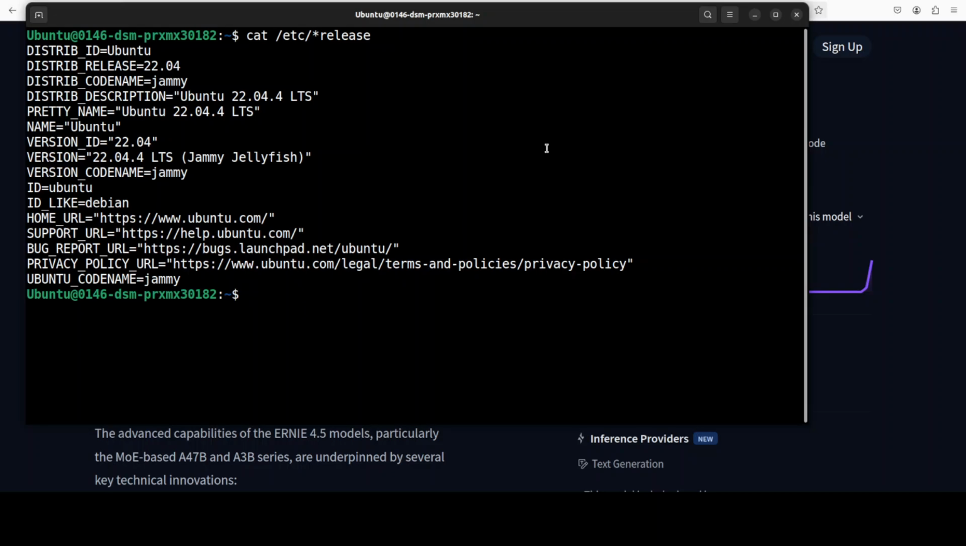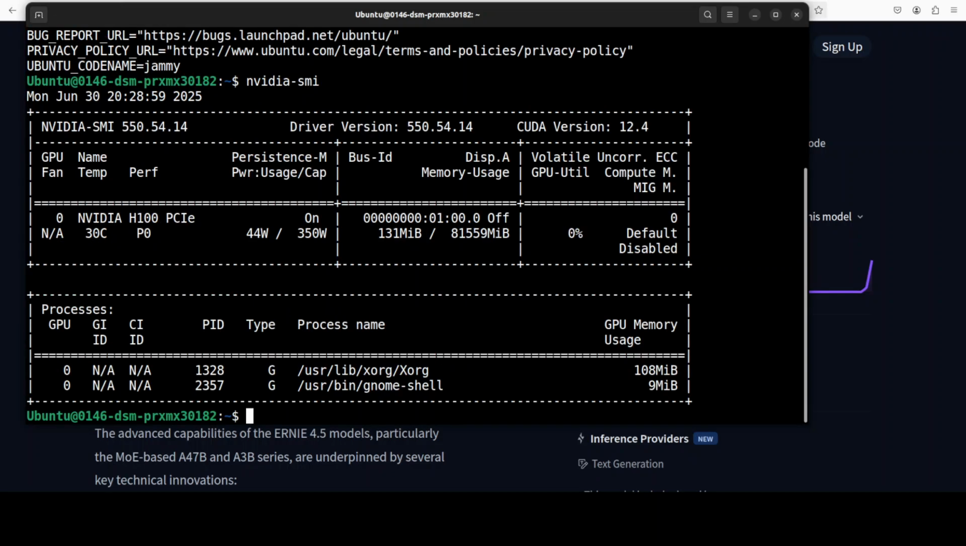I am going to use this Ubuntu system, and I have one GPU card, NVIDIA H100 with 80 GB of VRAM. I'm going to create a Conda environment.